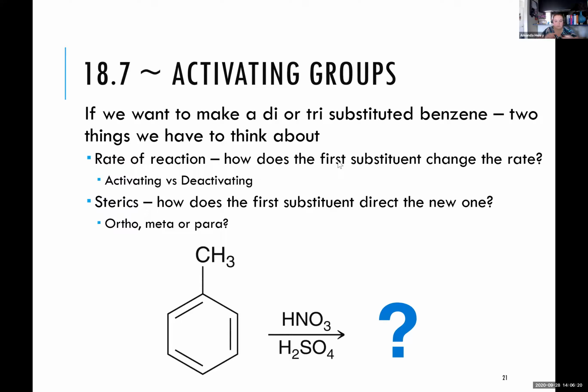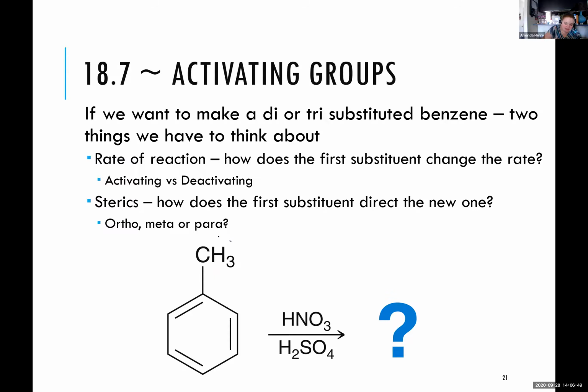Okay, so as I mentioned, we are going to be talking about adding that second and eventually third and fourth substituent. So today, though, we're going to be focusing on what happens when we add a second substituent. And it doesn't matter what we're adding to the ring. All that matters is what's already present on the ring.